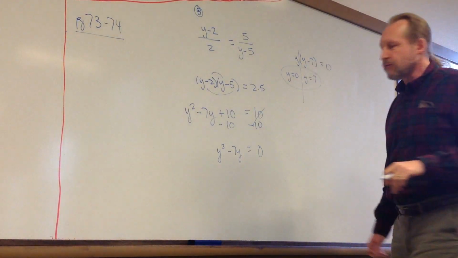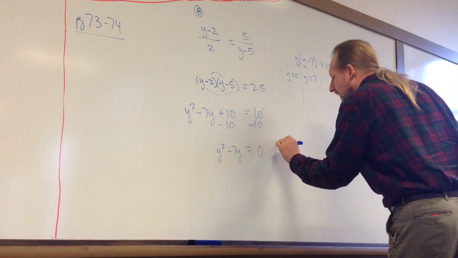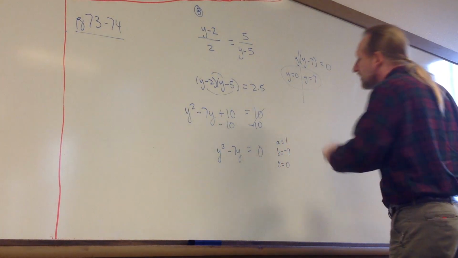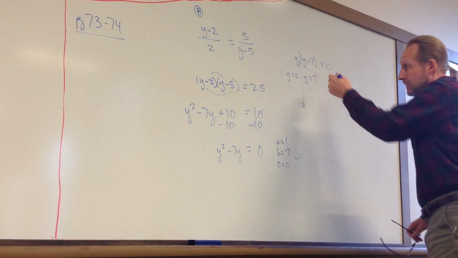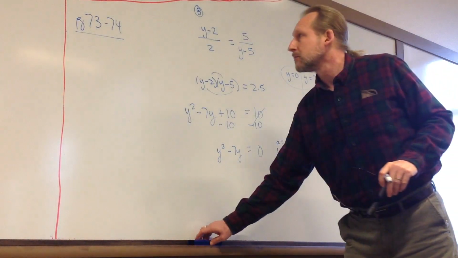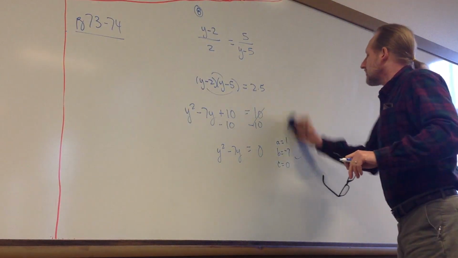You can use the quadratic formula on this as well. You would say a equals 1, b is negative 7, and c equals 0. And then that would give you these same answers of 0 and 7. Okay, well, that's problem 8.